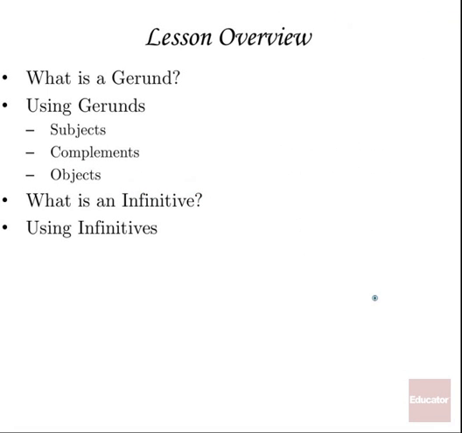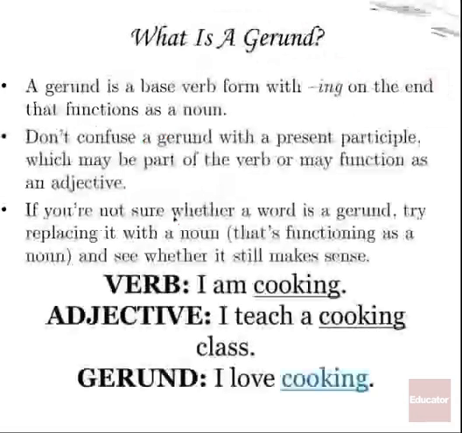All right, we're going to begin with an overview of this lesson. We're going to start by asking, what is a gerund? We're going to find out what they are, what they do, and how to use them. Specifically, how to use them as subjects, complements, and objects. And don't worry, we'll review what those things actually are. Then we'll ask, what is an infinitive? And we'll learn how to use infinitives correctly in a sentence.